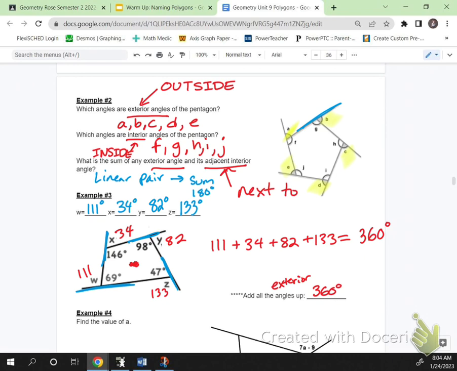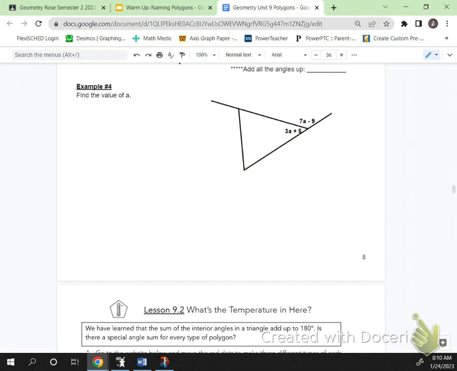You ready for number 4? Example 4. Do you have a question? I was just going to say, in this, what is it? Triangle. Great, it's a triangle. What is the relationship between these two angles? Linear pair. So I want you to write an equation and solve for A. Here we go. It's a linear pair. And you're solving for A.